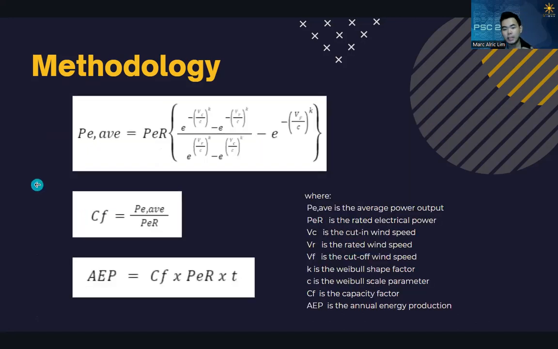A wind turbine will then be selected based on the parameters of average power output, capacity factor, and the annual energy production. I will be having a list of wind turbines, which will then be narrowed down first by selecting the highest computed capacity factor, which is this one. The rated wind speed and the wind carrying the maximum energy is then used to determine the most suitable wind turbine.